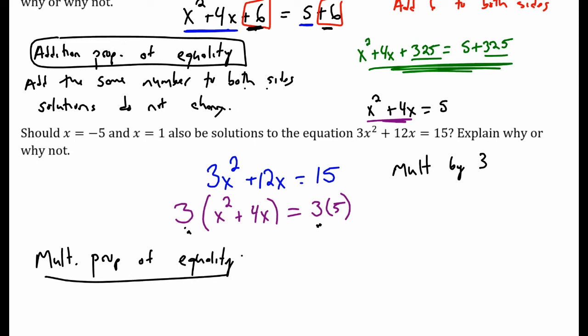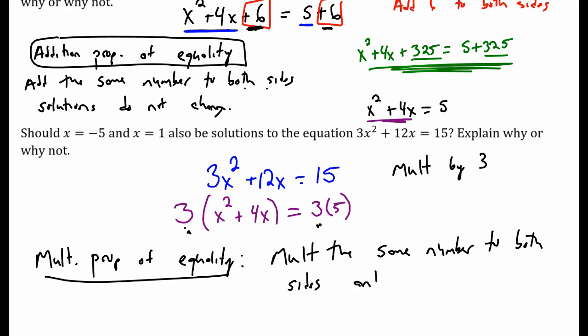I can multiply the same number to both sides, and the solutions do not change. I can multiply the number to both sides, and the solution set doesn't change.